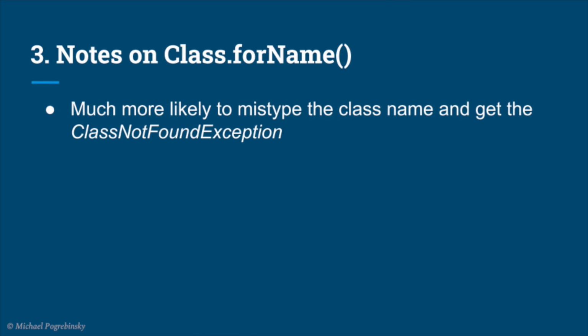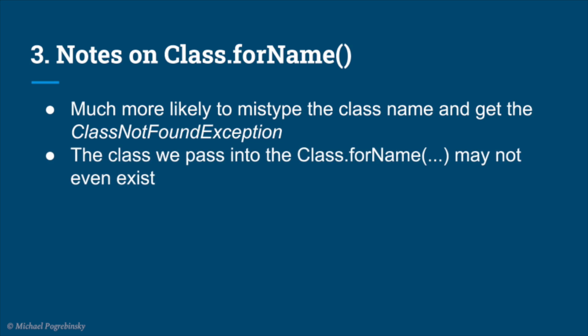Also, as opposed to the first two methods, where we had the safety of a compile time check, using the third method to get the Class object for a type, we are much more likely to make a mistake by mistyping the class name and get a runtime error in the form of a ClassNotFoundException.